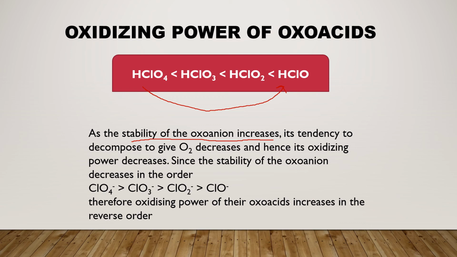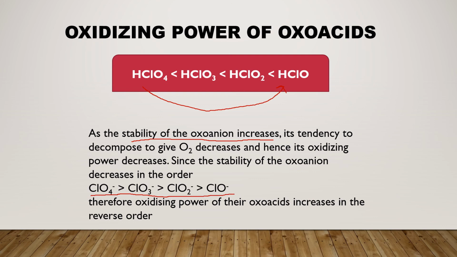The more the number of doubly bonded oxygen atoms, the more will be the delocalization of negative charge, and hence the more is its stability. It means because perchloric acid has the maximum number of doubly bonded oxygen, that is 3, the negative charge will be delocalized on 3 doubly bonded oxygen atoms. So out of all these oxoanions, perchlorate ion will be highly stable due to more resonating structures, and hypochlorite ion will be less stable.